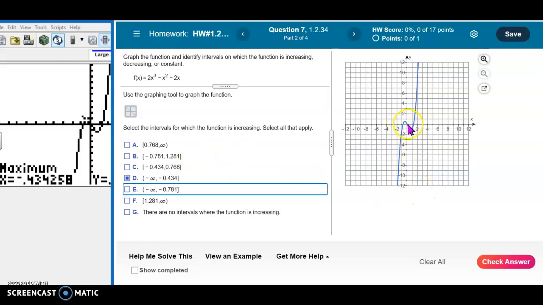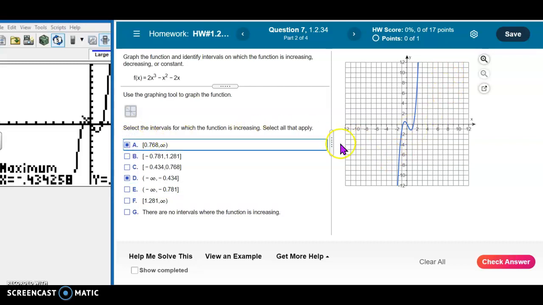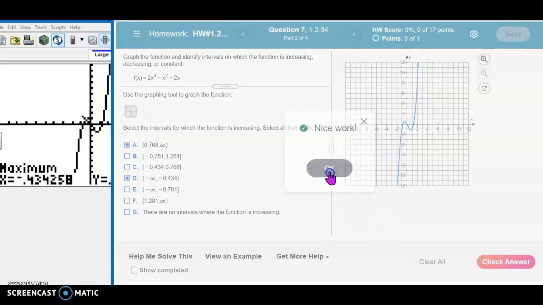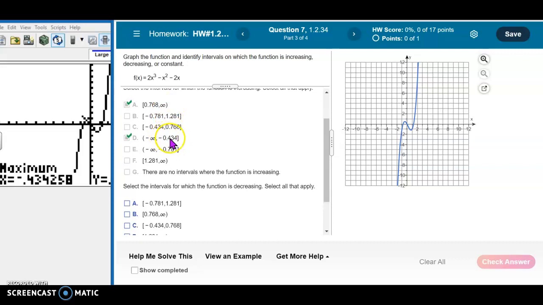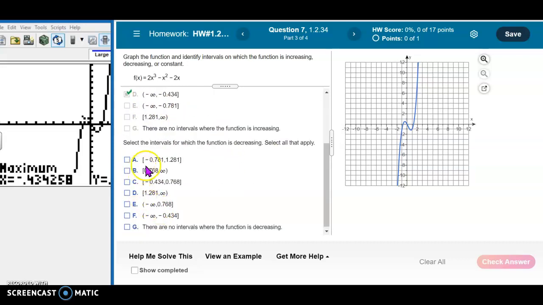All right, then it's decreasing here, and then it's increasing again from about positive 0.8 or so. Here we go, to infinity. So that should be correct. Then it wants to know when it's decreasing. And it's going to be decreasing from this value to this value because they have to overlap, right? So from negative, there we go, that should be right.